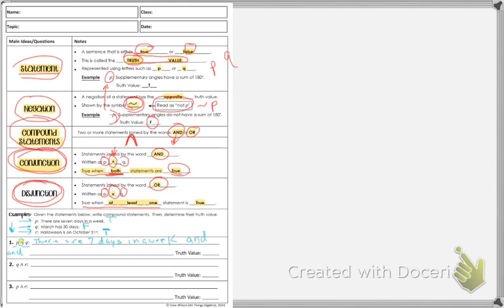And Q is March has 30 days. What is the truth value of this compound statement? Because we're using and, we need to look at conjunction, which means both have to be true. In this case, Q is false, so my answer has to be false.